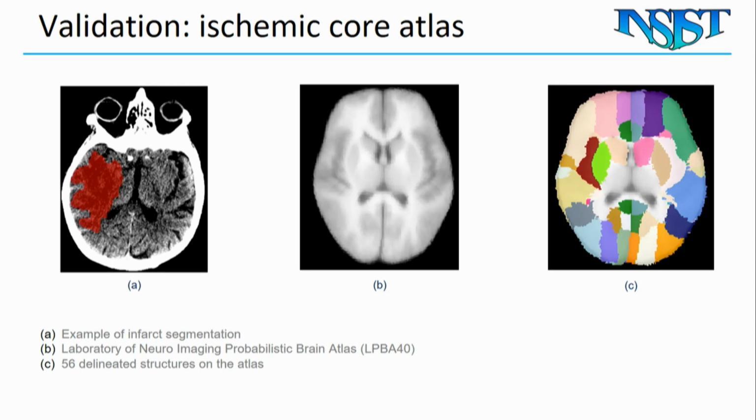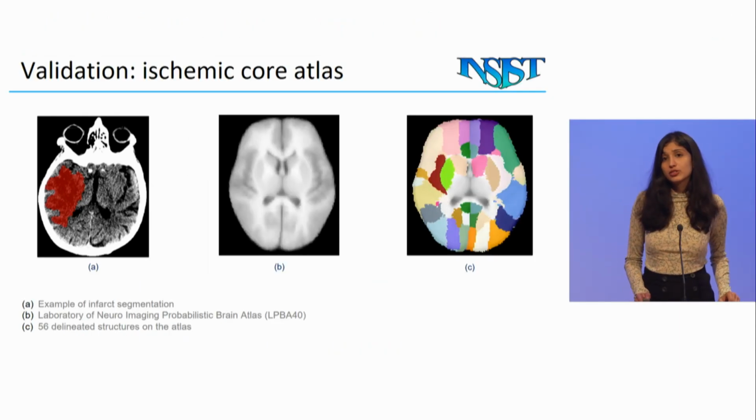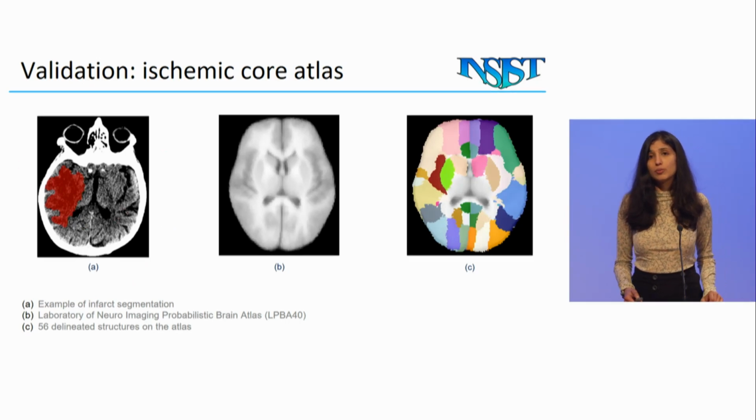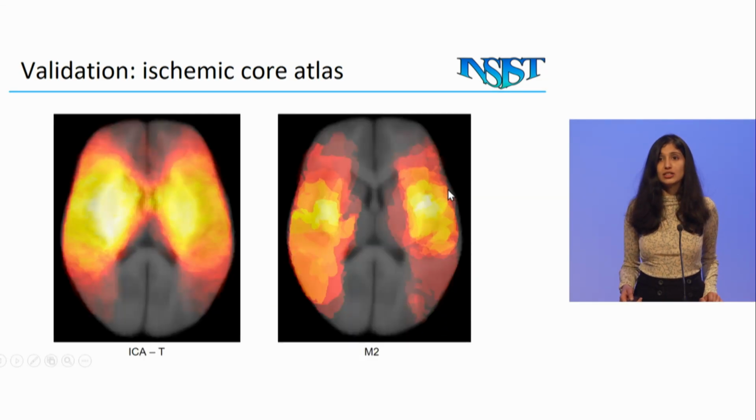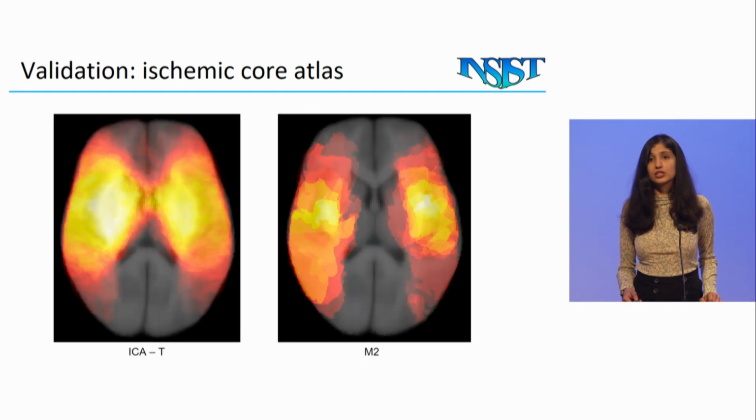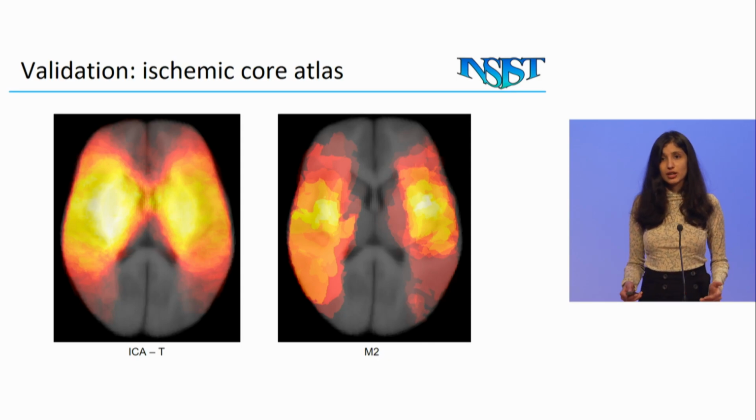The ischemic core atlas is based on clinical data from the MR CLEAN trial, and what we did is we segmented the infarcts from the follow-up non-contrast CT scans from all the follow-up patients from the MR CLEAN trial. We then registered them to an atlas, which has 56 delineated brain structures. So what we get then is a probability map of what the infarct can look like for different clinical characteristics.